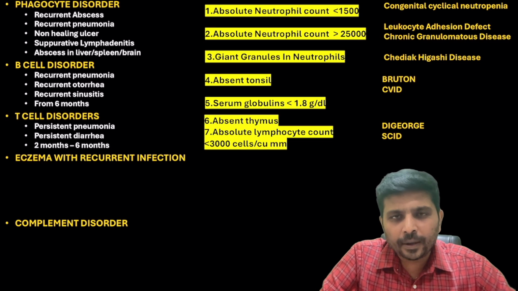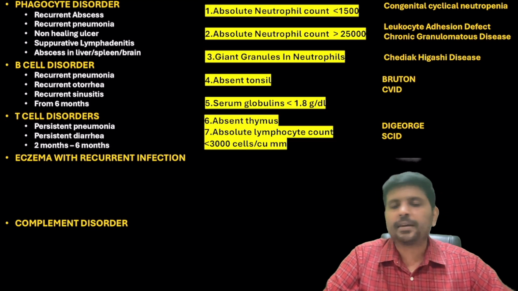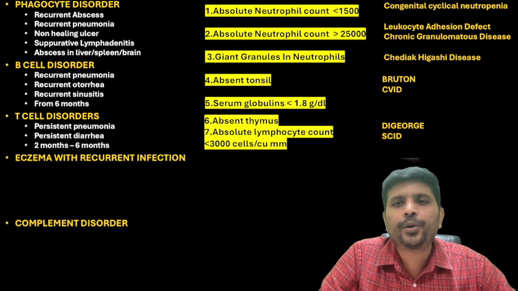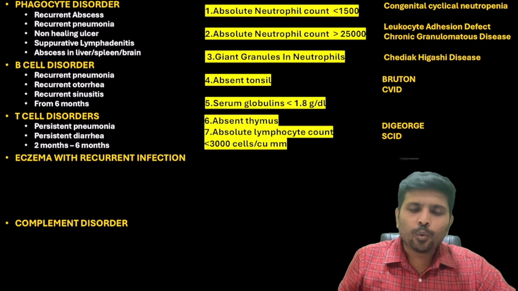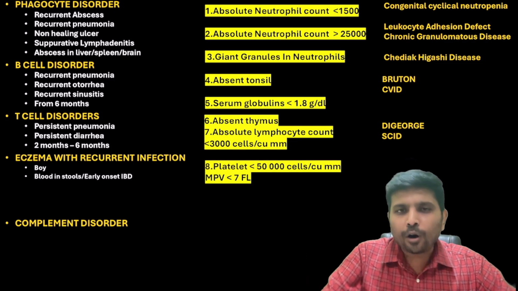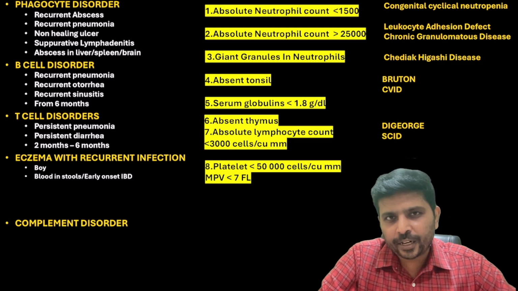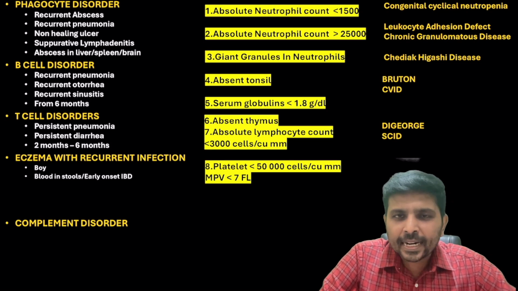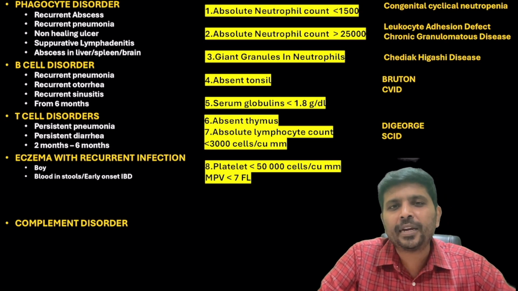The third pattern recognition is eczema. Any child with recurrent pneumonia or some other infection, when they present with eczema which is not responding to steroid creams or oral steroid, think in terms of two disorders. One is Wiskott-Aldrich syndrome, another is hyper IgE syndrome. A boy with resistant eczema, blood in stools, and infection, unless otherwise proved, it must be a case of Wiskott-Aldrich syndrome, and platelet invariably will be less than 50,000 cells per cubic millimeter.